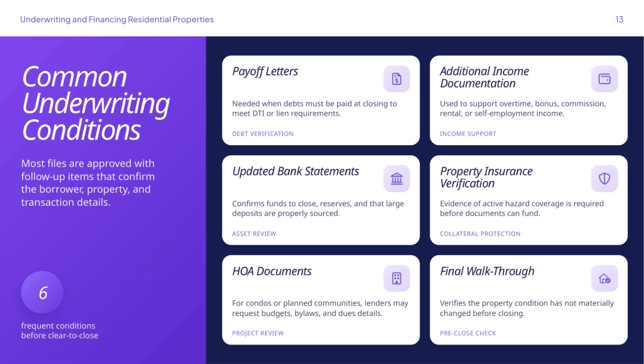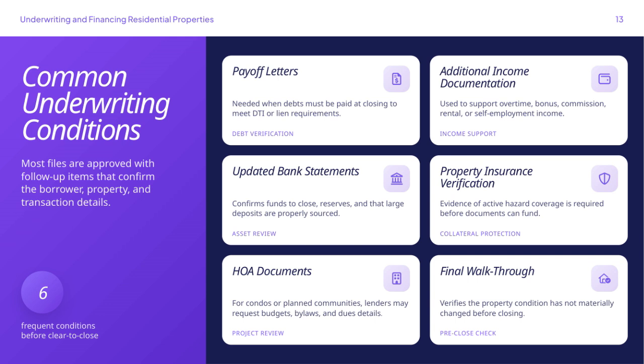Another important area is income support. Additional documentation for income like overtime, bonuses, commissions, rental income, or self-employment income is often required to verify the stability and consistency of the borrower's earnings. We also look closely at asset review. Updated bank statements are needed to confirm that the borrower has sufficient funds for closing, reserves, and that any large deposits are properly sourced to prevent surprises.